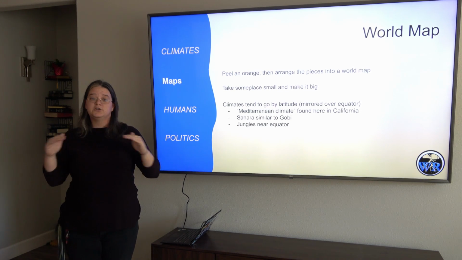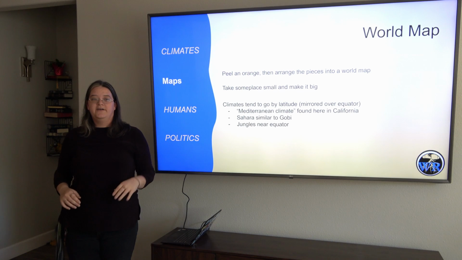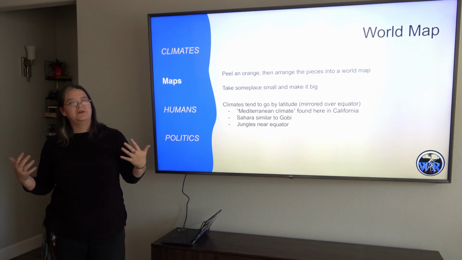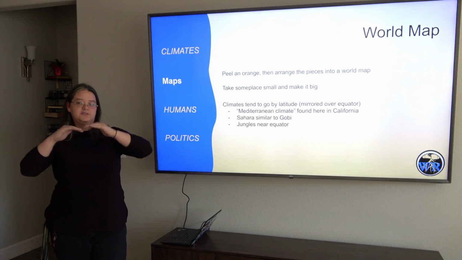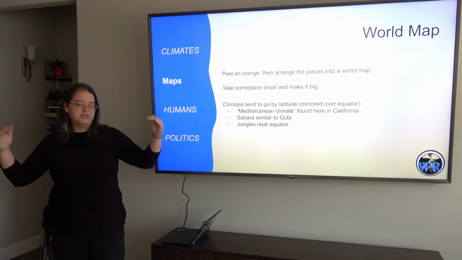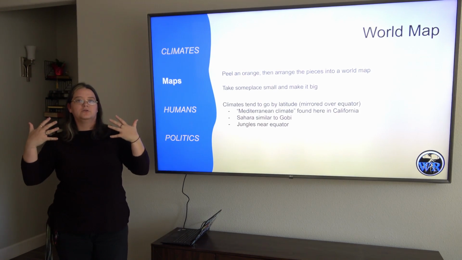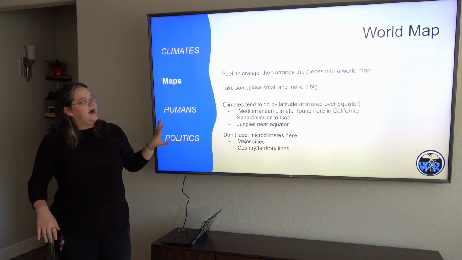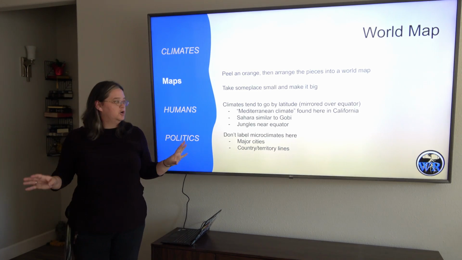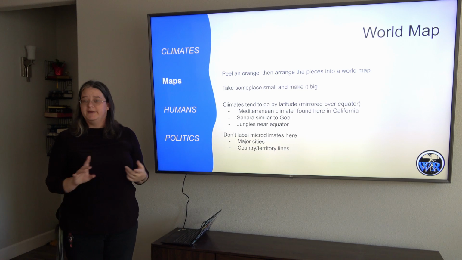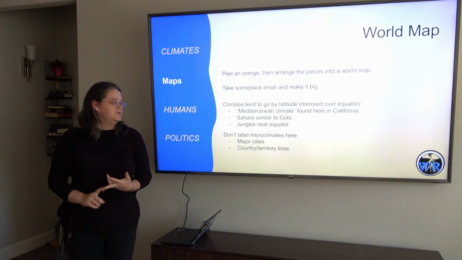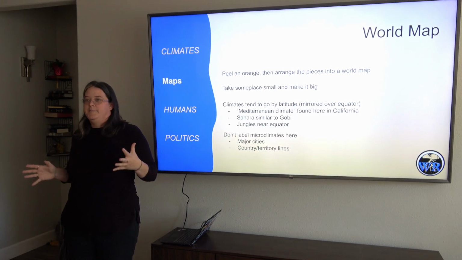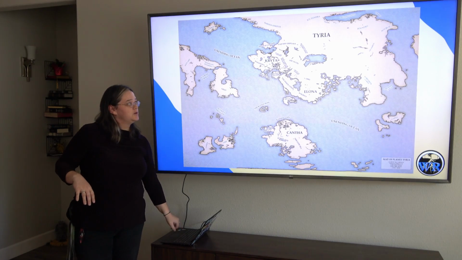So as you're creating your worlds, having a tundra right next to a rainforest can feel a little awkward because we don't see that on Earth. So keeping those things in mind as far as latitudes across your map can be helpful in making your climates feel natural, feel realistic. I would say on your world map, don't bother with your microclimates. You're going to do your major cities, maybe some nation boundaries, some territory lines, and ocean, maybe mountains. That's pretty much all you're labeling in your world map.